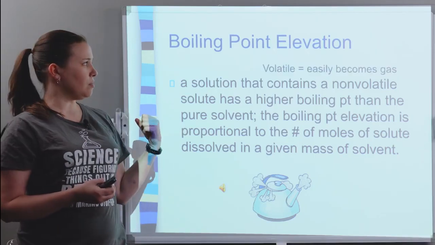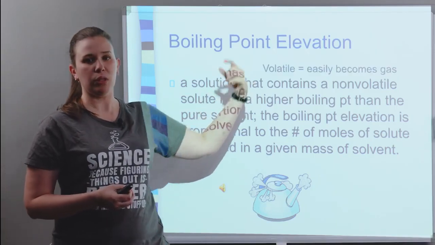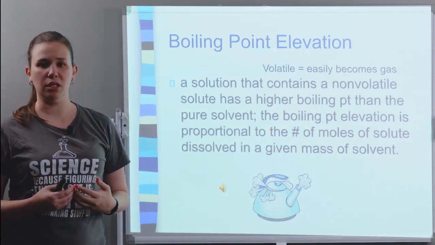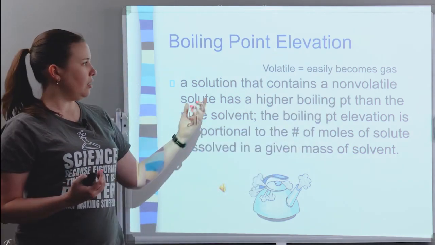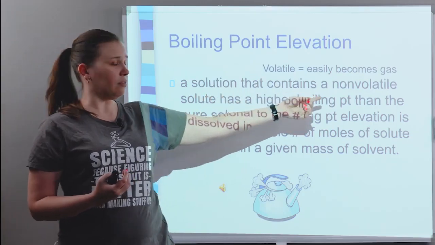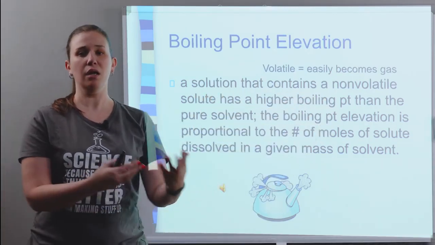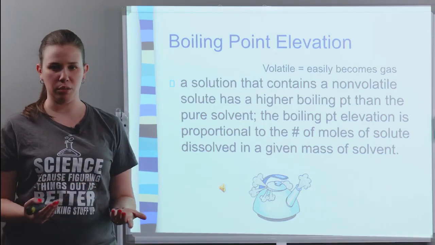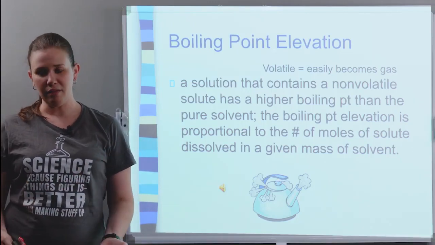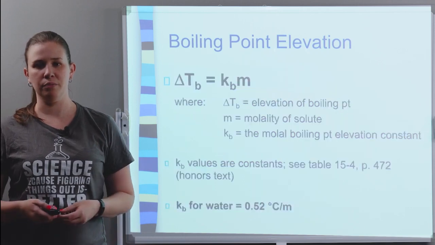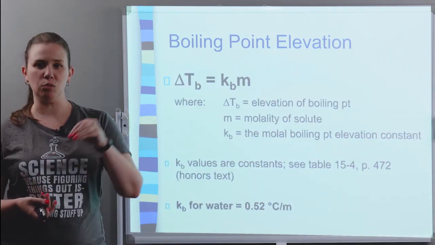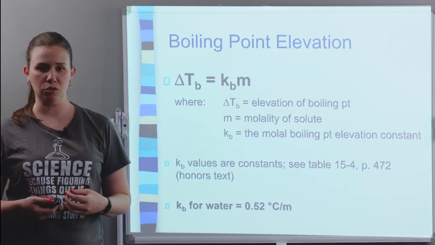So if I have a substance that is what they call volatile, it would like to become a gas, and water is fairly volatile. It typically boils at 100 degrees Celsius. And then if we put in a substance that's not volatile, so if our solute does not easily become a gas, then that's going to affect the boiling point of the water, always elevating it to a higher boiling point. So we can actually calculate how much a substance will affect the boiling point of a solution.